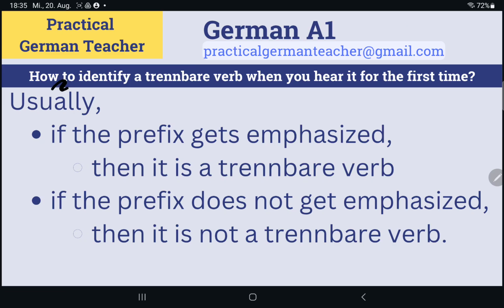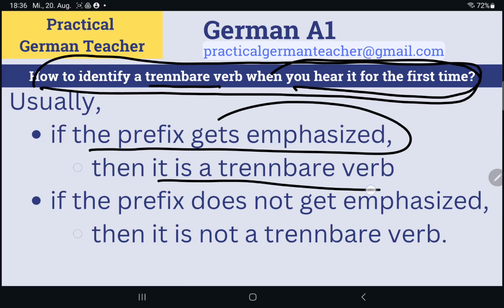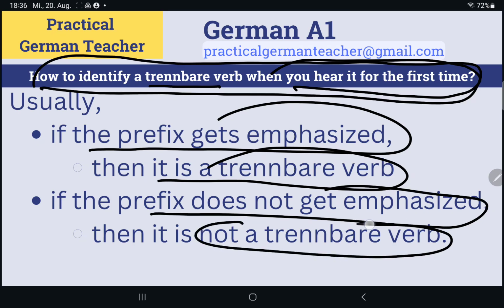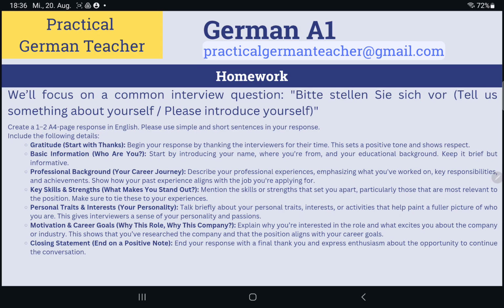So this slide is basically just answering what I already gave the answer to. How to identify a trennbare verb when you hear it for the first time? If the prefix gets emphasized, it's a separable verb, trennbare verb. If the prefix does not get emphasized, it's a non-separable verb, not a trennbare verb. I think it's obvious. We already gave the answer. We already looked at it. Okay, let's continue.